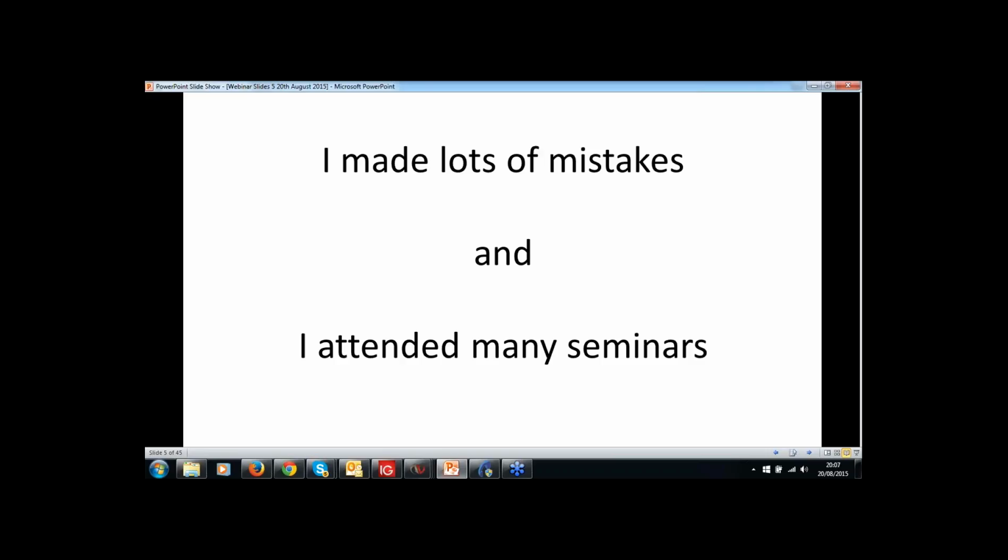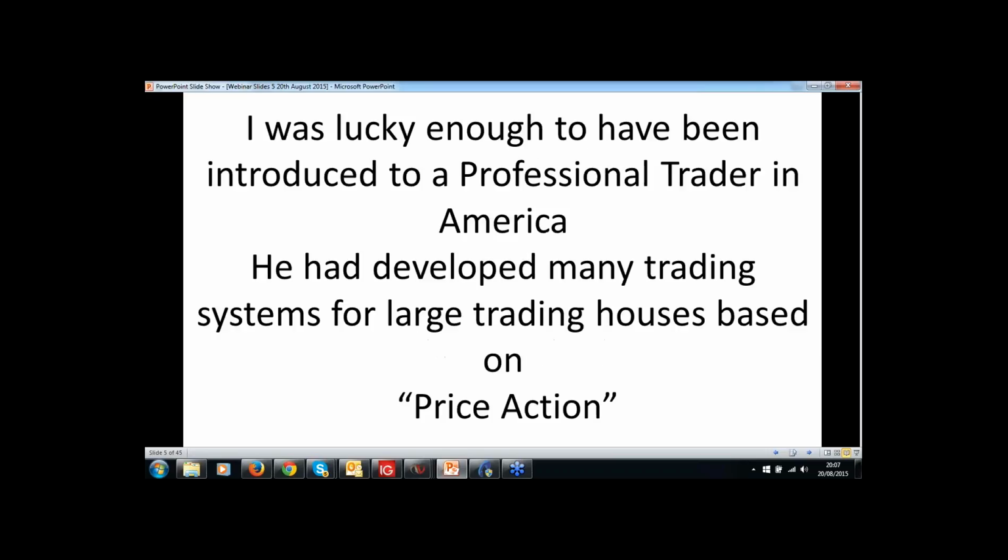There wasn't a methodology. When I say methodology, I mean a method from which I could take signals, such as buy signals or sell signals. But I have to honestly say that I was lucky enough to have been introduced to a professional trader in America who had developed many trading systems for large trading houses based on price action.